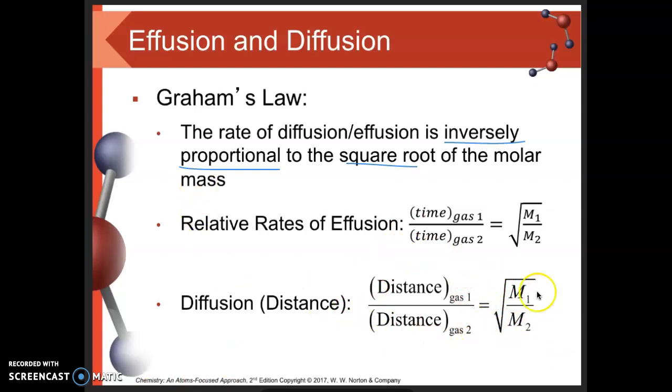The only problem with this second equation is that it's actually backwards on this side. The distance is inversely proportional as opposed to the time. So time is going to be directly related to the square root. Heavier gases move slower, take more time. Lighter gases take less time. Distance is going to be the reverse. A lighter gas moves more of a distance and a heavier gas moves less of a distance.